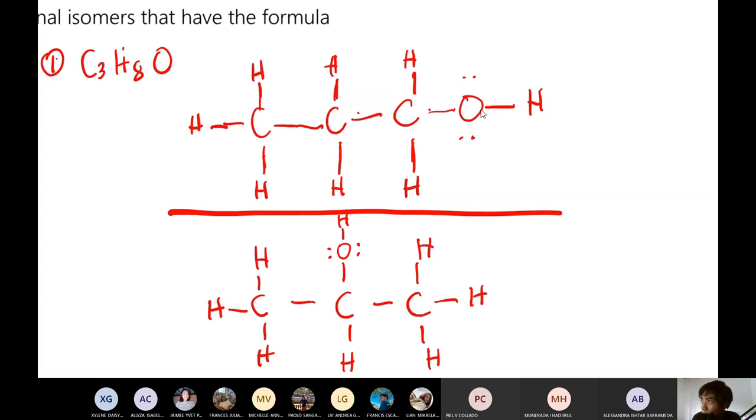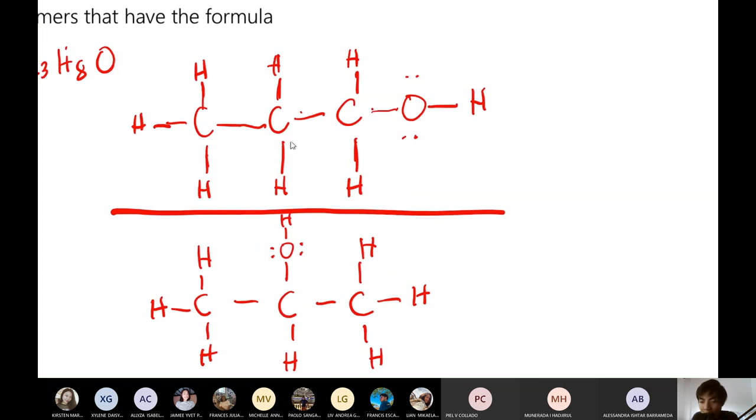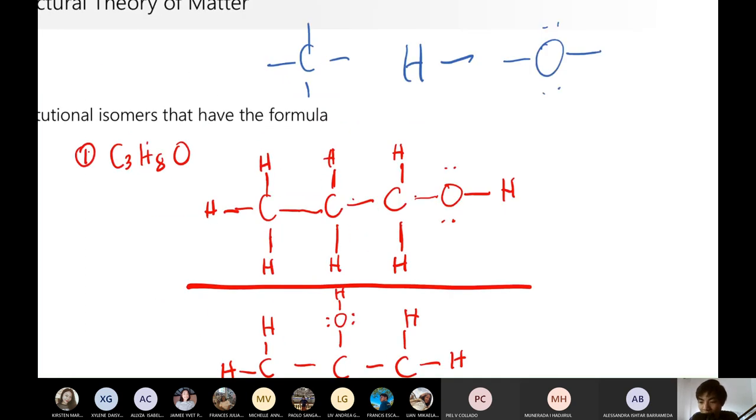Bakit? Kasi this OH is connected to the last carbon. The OH here is connected to the middle carbon. So, ibang structure to. So, that means isomer to. Okay? So, ano pa yung pwede natin gawin dito? Pwede rin naman na yung oxygen, hindi siya connected sa hydrogen. Pwede i-connect natin yung oxygen sa dalawang carbons na. Pwede natin gawin yun.